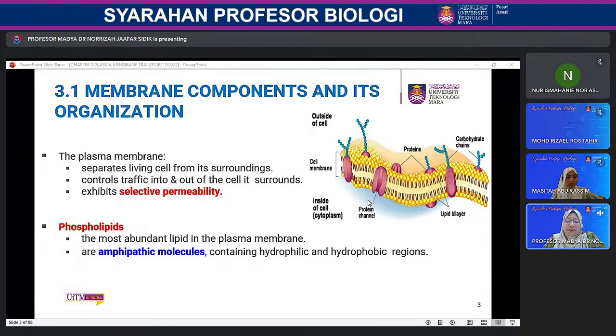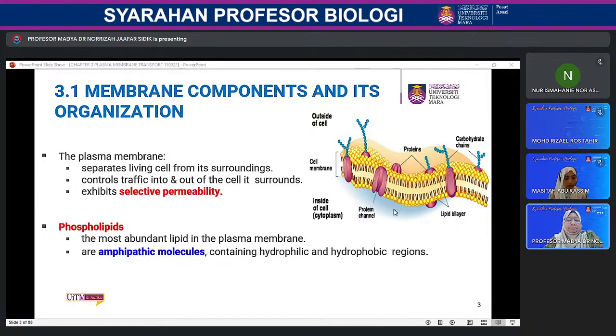ions, the water or nutrients come in. It also exhibits selective permeability. So what does it mean here? Selective permeability refers to its ability to differentiate between different types of molecules. It only allows some molecules through while blocking other molecules. So it only allows certain substances across.